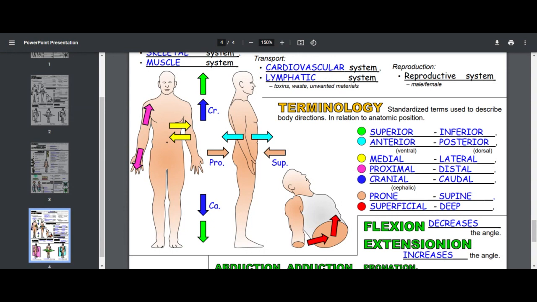Flexion. Where's the beach? So decreasing the angle between two body parts, usually around the joint. Extension, increasing the angle between two body parts, usually around the joint. Abduction, taking away from the body. People who get abducted to space. And adduction, putting back towards, adding towards you. Pronation and supination, we already talked about that. Elevation, depression. Makes sense. Then I had the planes of the body.